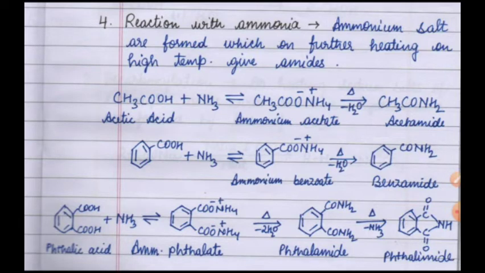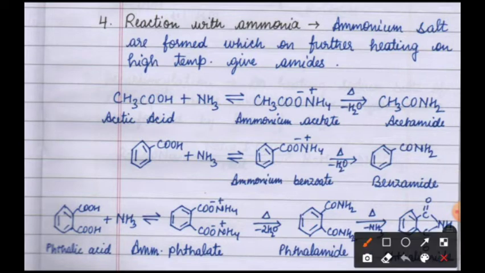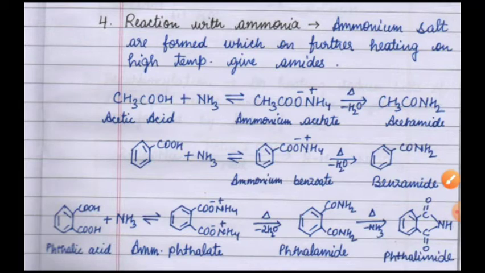Now what is happening here? In this case, NH3 will be removed. When the CO2 and NH2 groups are there, NH3 will be removed and we will get the final product, which is known as phthalimide. This is an extra reaction given in your NCERT.